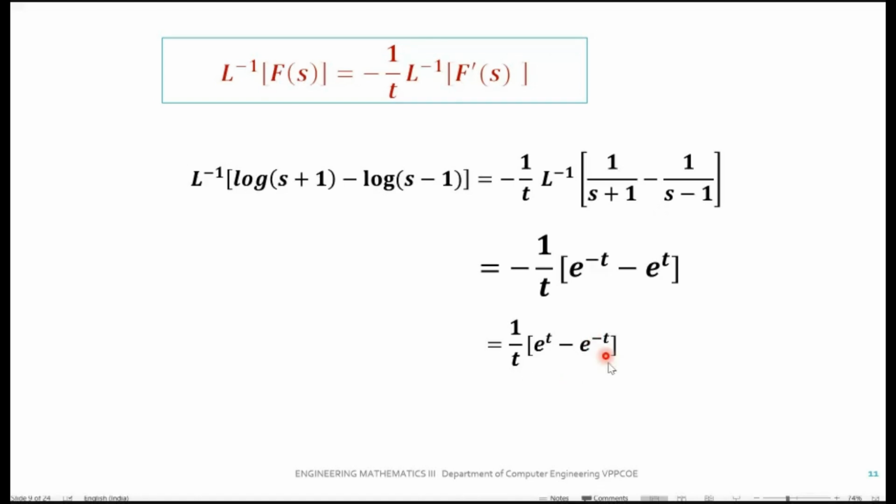तो e raised to t minus e raised to minus t क्या होता है, कौन सा function है? What is e raised to t minus e raised to minus t? Which function do you have? Sin ht, 2 sin ht, because (e raised to t minus e raised to minus t) upon 2 is sin ht. So 2 is missing. So I will get 1 by t into 2 sin ht. लेकिन ये जो answer है वो हमारा second term का answer है. Remember this. Okay, this is the answer for the L inverse of log function.